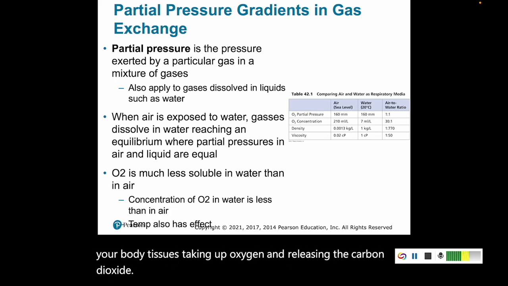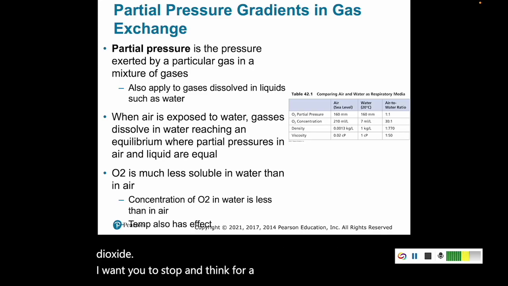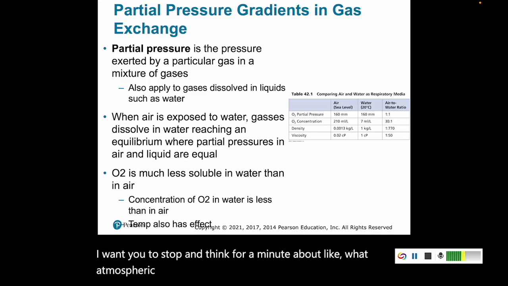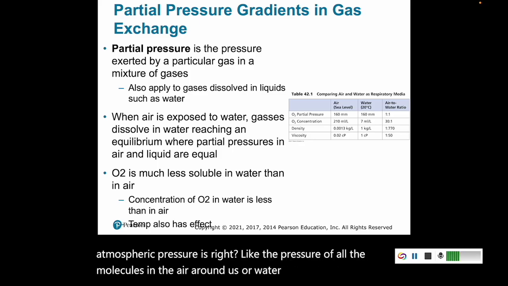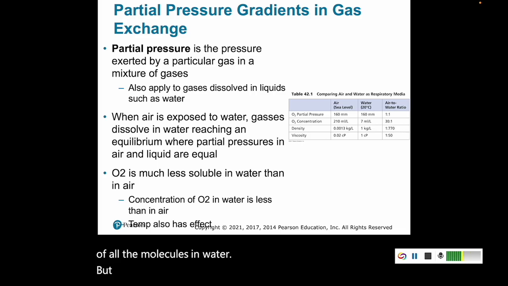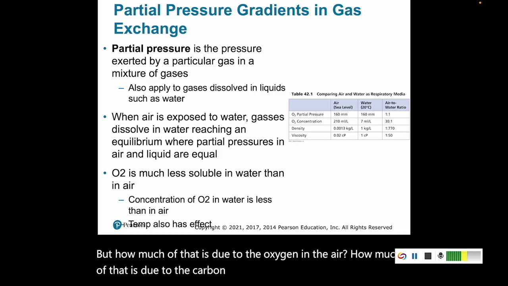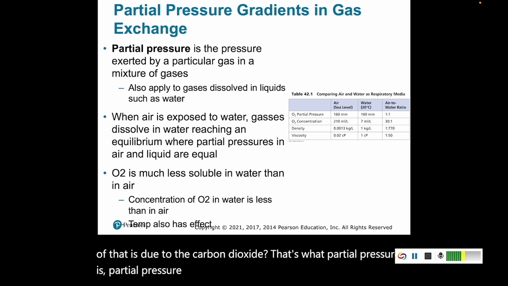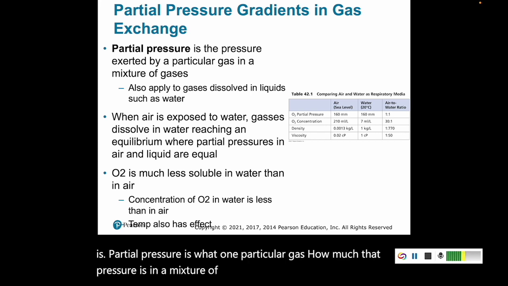I want you to stop and think for a minute about what atmospheric pressure is, right? Like the pressure of all the molecules in the air around us, or water pressure is the pressure of all the molecules in water. But how much of that is due to the oxygen in the air? How much of that is due to the carbon dioxide? That's what partial pressure is. Partial pressure is how much of that pressure is due to one particular gas in a mixture of gases.